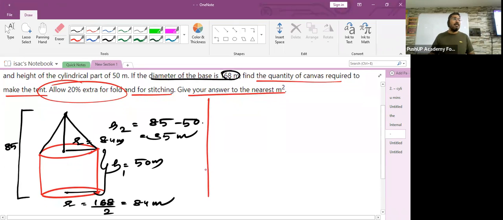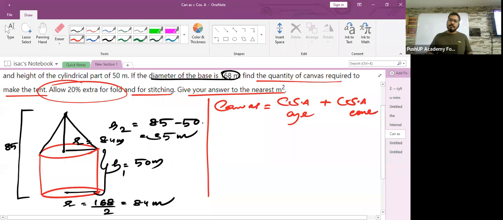Children, a similar sum I had taught you before also, isn't it? You will allow 20% for stitching and folding later. First of all, you find out how much quantity of canvas is required to make the tent. How much will be the canvas needed? It will be the curved surface area of the cylinder plus the curved surface area of the cone.